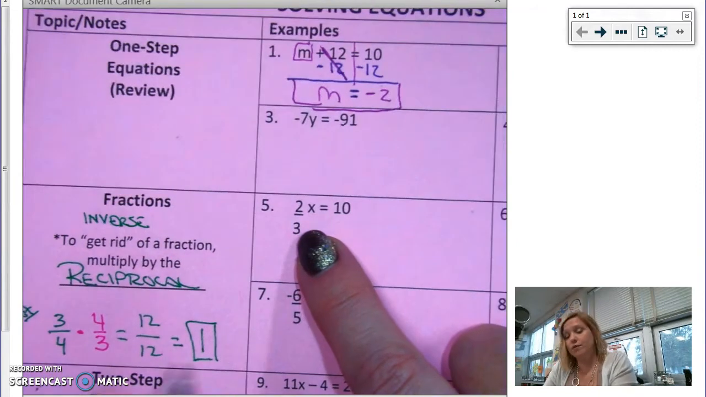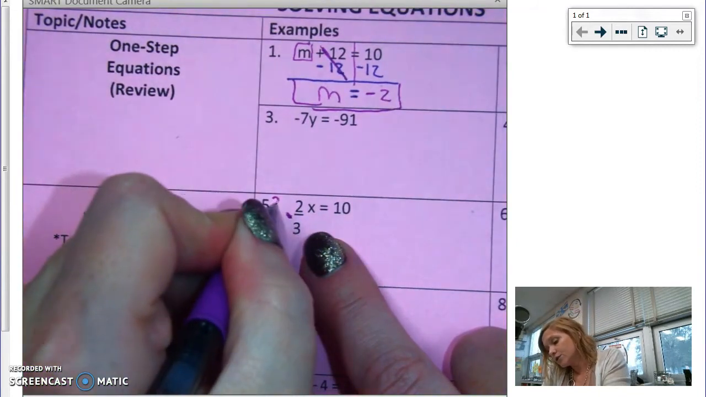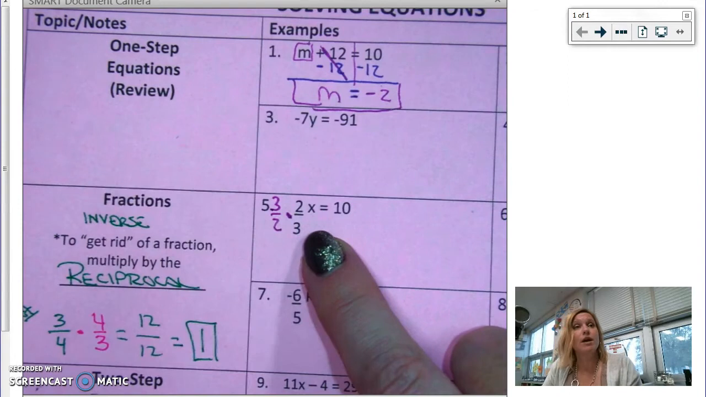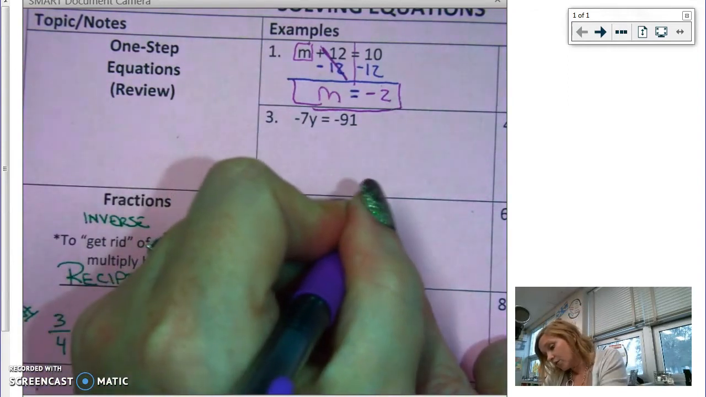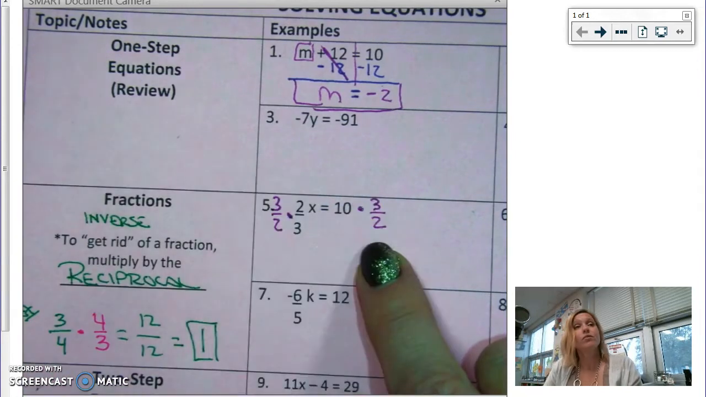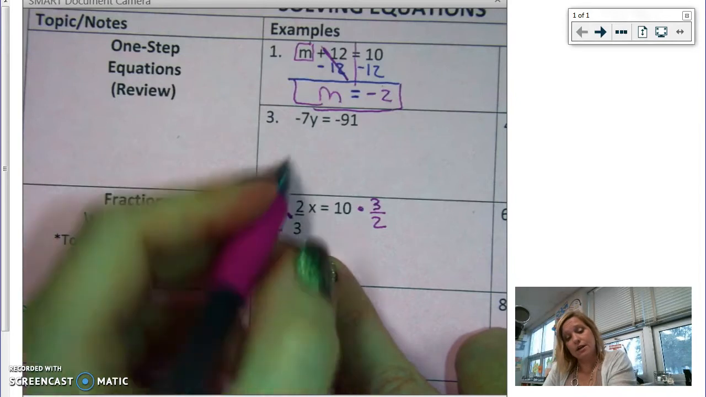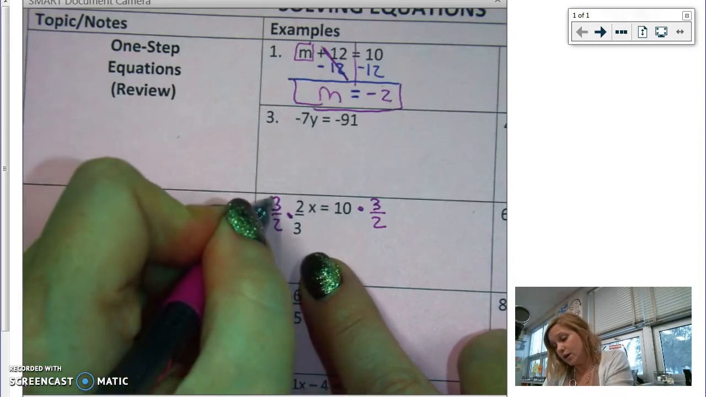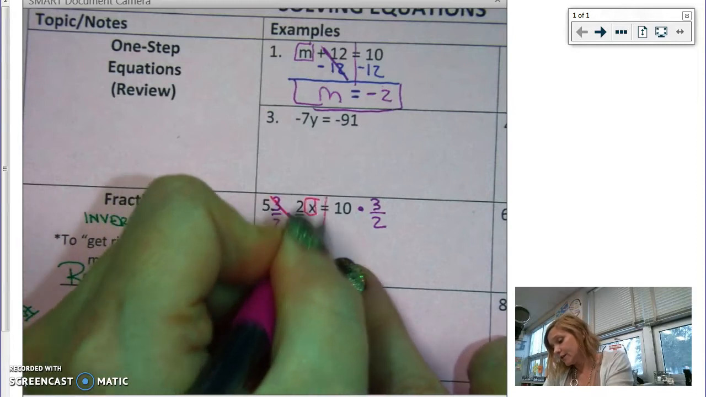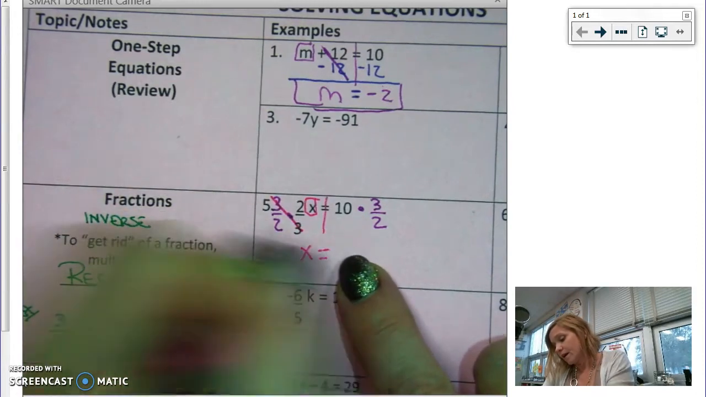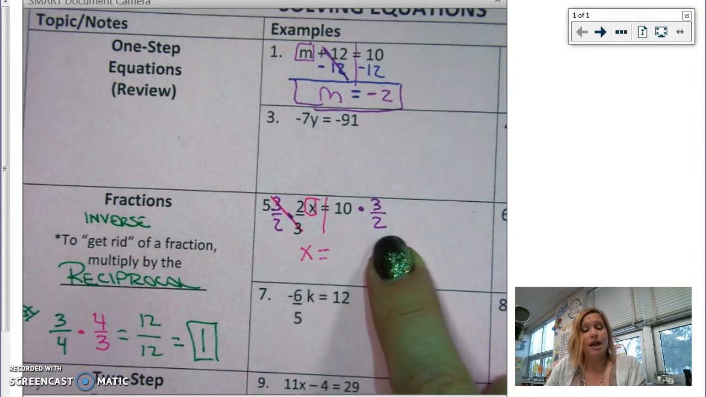So the reciprocal of 2/3 is 3 over 2. And whatever we do to one side of the equation, we have to do over here, 3 over 2. So what you'll notice on the one side is that the 3's cancel out and the 2's cancel out and leaves you with 1. So our x is isolated on that side. And now we just have to multiply on the other side.